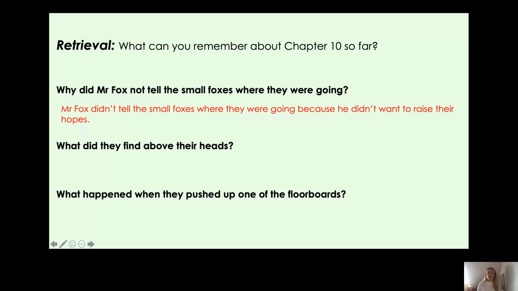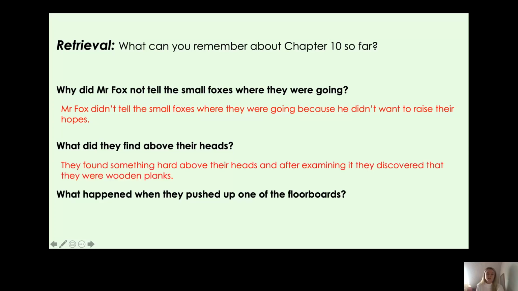Then we have number 2, what did they find above their heads? Well, remember when they were in the tunnel, they felt something above their heads, and what was it? Well, it was something hard, wasn't it? And what did they discover it was after they'd examined it a little bit? Well, yes, they found out that it was some floorboards, wasn't it? So therefore, they found something hard above their heads, and after examining it, they discovered they were wooden planks. Okay, they were floorboards, weren't they? So they knew that they were underneath a house.